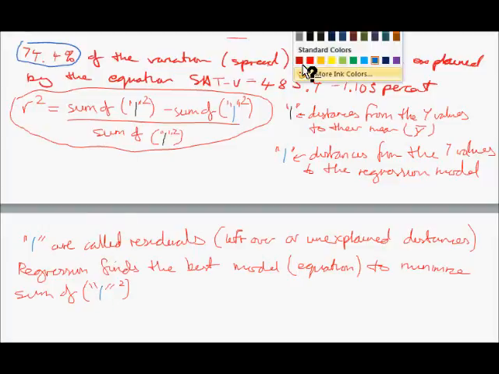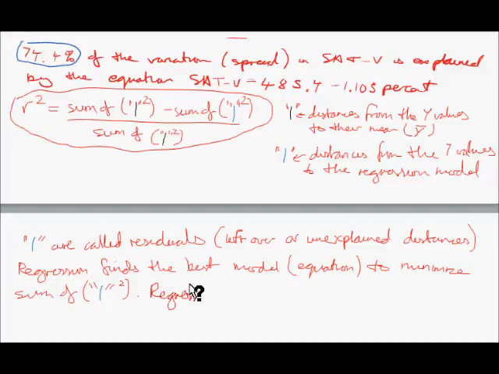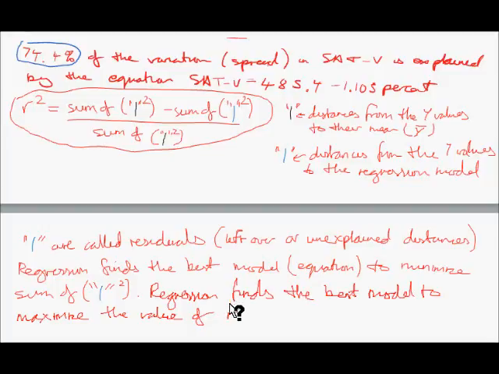Or in other words, regression finds the best model to maximize the value of r squared. So it tries to maximize the r squared value, which makes sense. It tries to maximize this percent of the variation explained by the model.